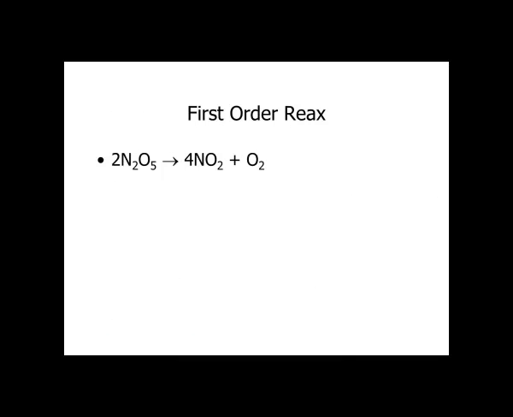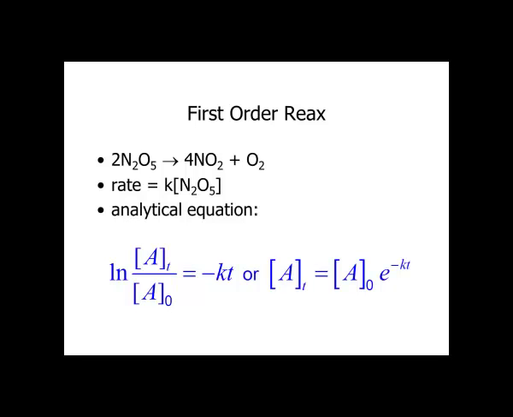Let's look at a first order reaction, the decomposition of 2 moles of N2O5 that yields 4 NO2 plus O2. The rate is going to be equal to the concentration of N2O5 times the rate constant. The analytical equation is as follows. Either in the logarithmic form, the log of the concentration of A at any time divided by the concentration initially equals minus kt, or the exponential form of the equation, the concentration at any time equals the concentration initially times e to the minus kt. We will do problems with both these equations.